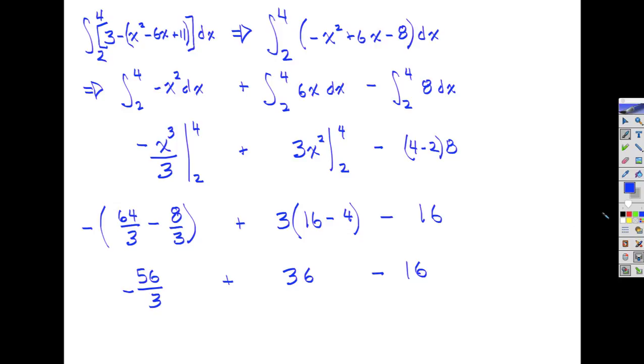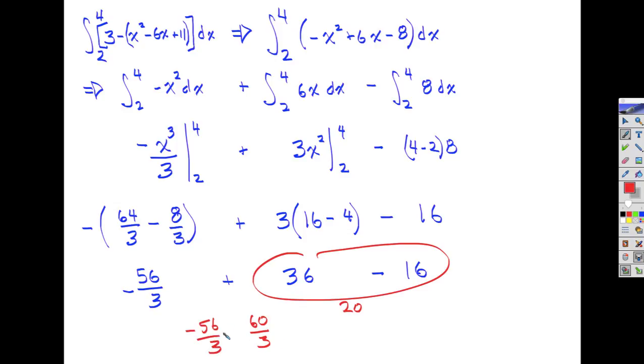So this thing right here, I'll do this in a different color. This thing right here is 20. And then we need to have simplified fractions. So I need this 20 to be over 3. So it's going to turn into what over 3? 60. Yeah, 60. 60 over 3. And this is going to be still negative 56 over 3. And I'm going to add those. And my final answer is 4 thirds.